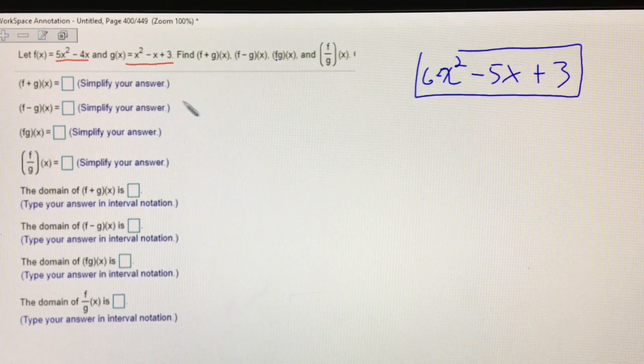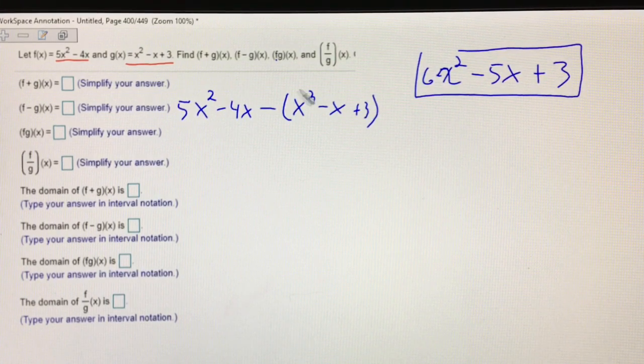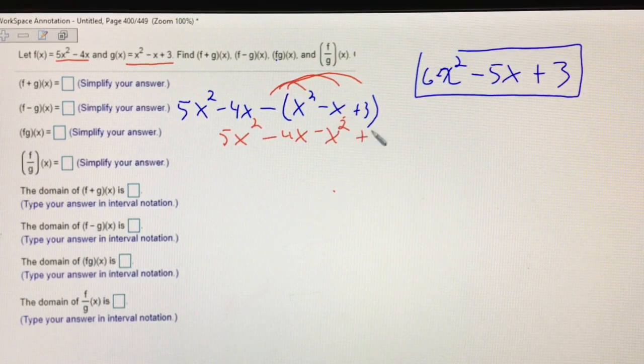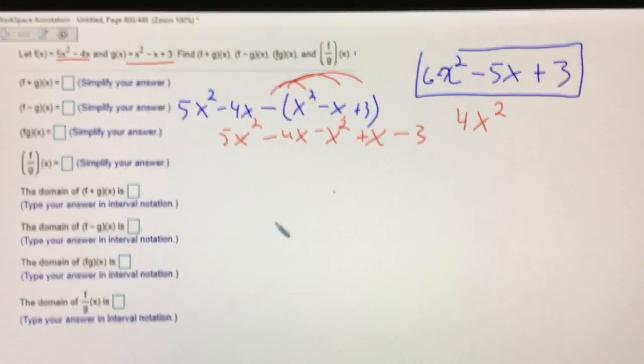Next question, you want me to subtract them? So I'm going to write down 5x² minus 4x minus, and now I'm going to wrap the x² minus x plus 3 because I have to distribute that negative. So that's going to give me 5x² minus 4x minus x² plus x minus 3. So 5x² minus x² is 4x².